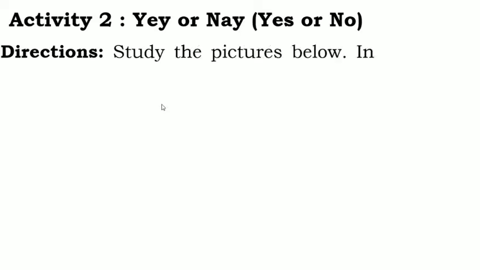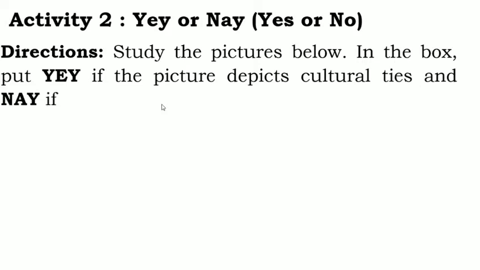Another activity here, activity 2, yay or nay, yes or no. Again, the explanation here is not found in your module. So you need to pause the video for a while and then try to copy the answer. Directions: study the pictures below. In the box, put yay if the picture depicts cultural ties and nay if not. Explain your answers.